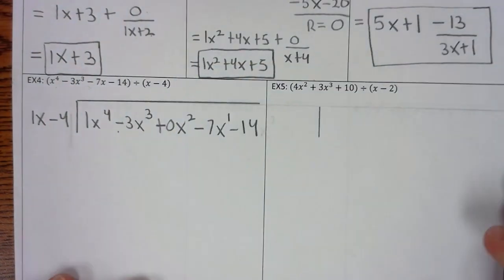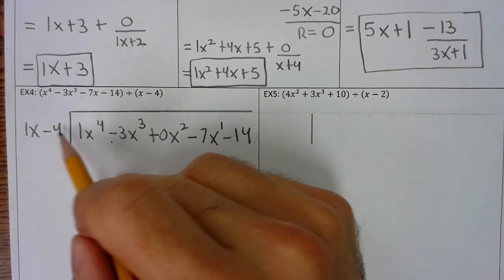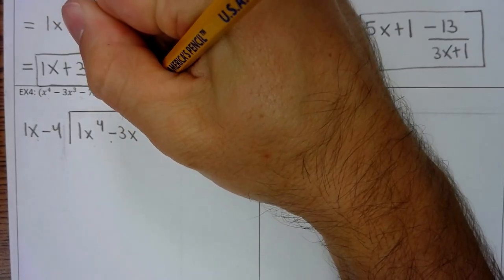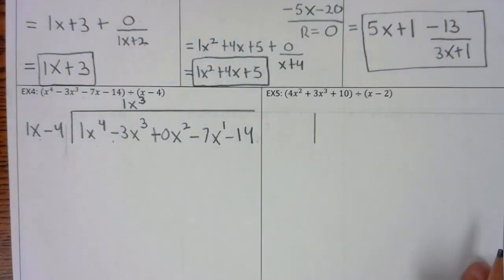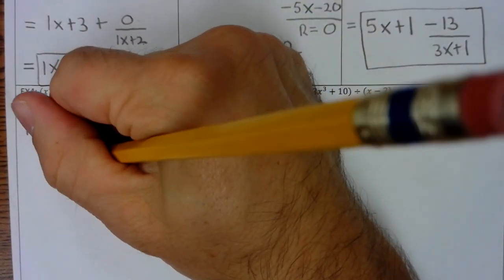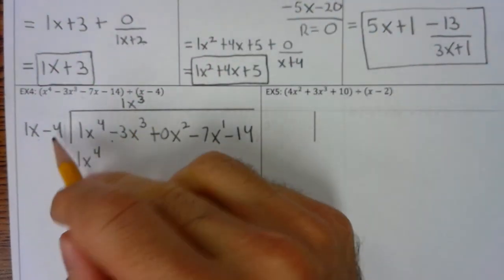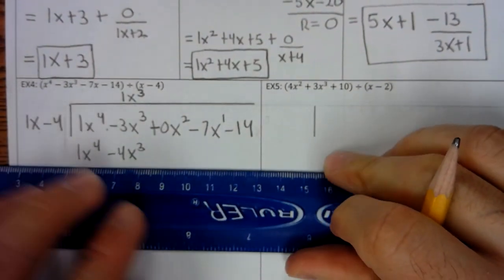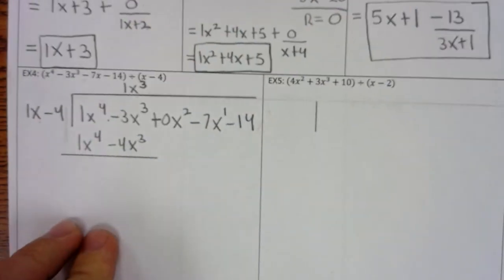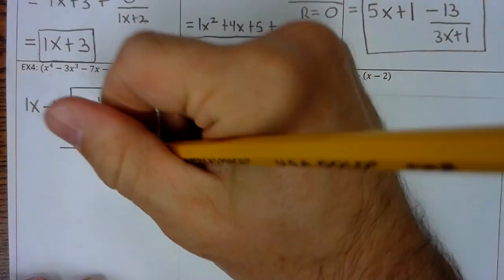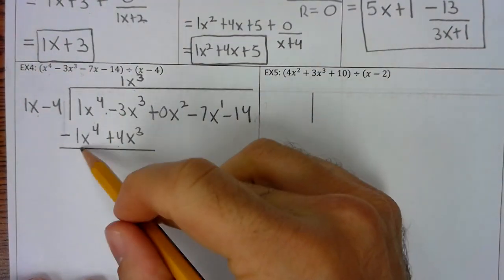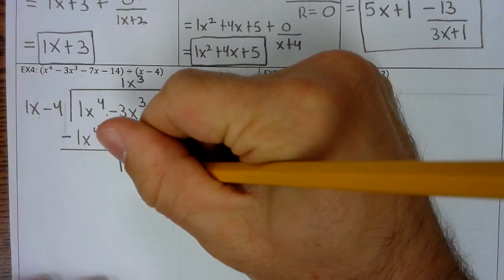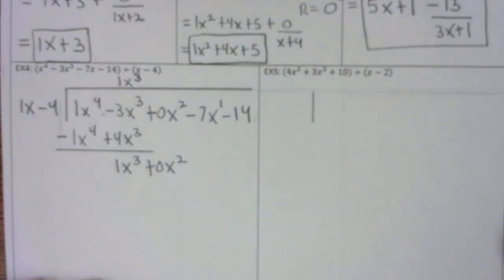All right, so step 1, you divide. x to the 4th divided by 1x is 1x cubed. Then you multiply. 1x cubed times 1x is 1x to the 4th. 1x cubed times negative 4 is negative 4x cubed. Now we subtract. When you subtract the negative, it becomes positive. This cancels. Negative 3x cubed plus 4x cubed is 1x cubed. We bring down the 0x squared, and then we repeat.